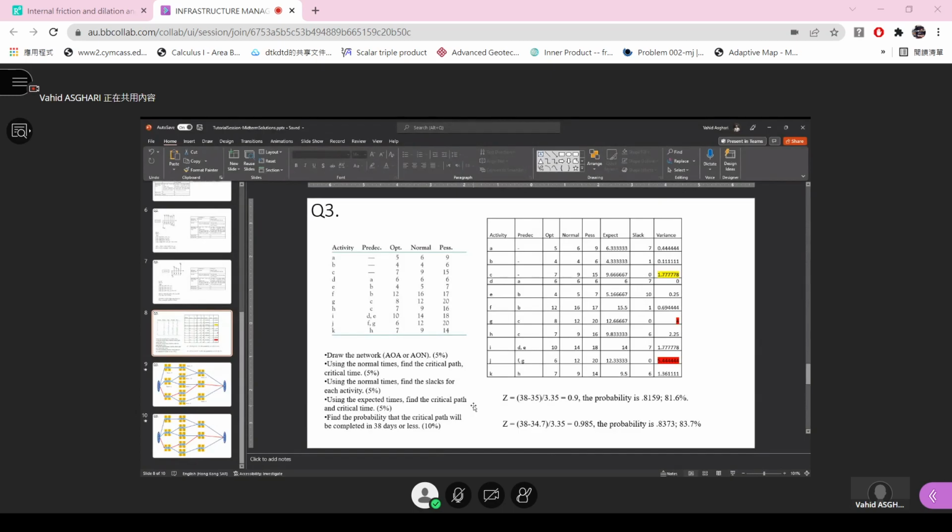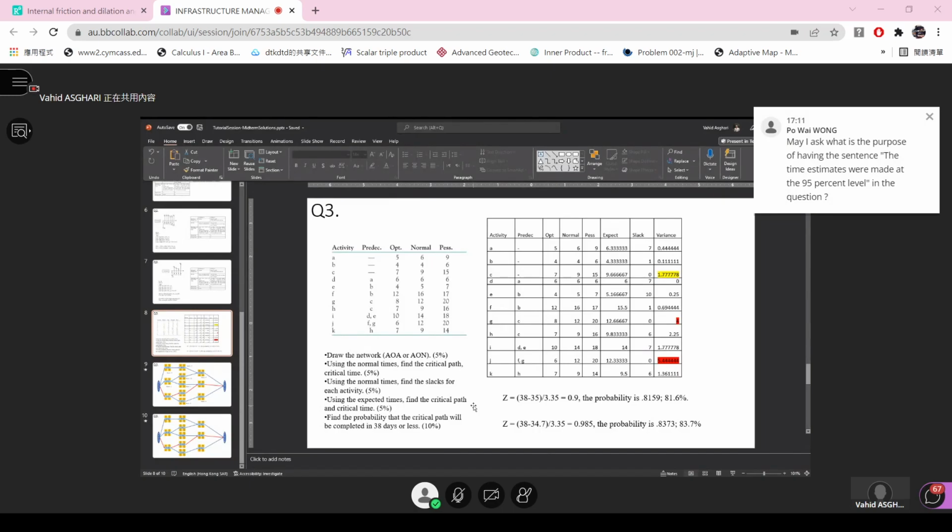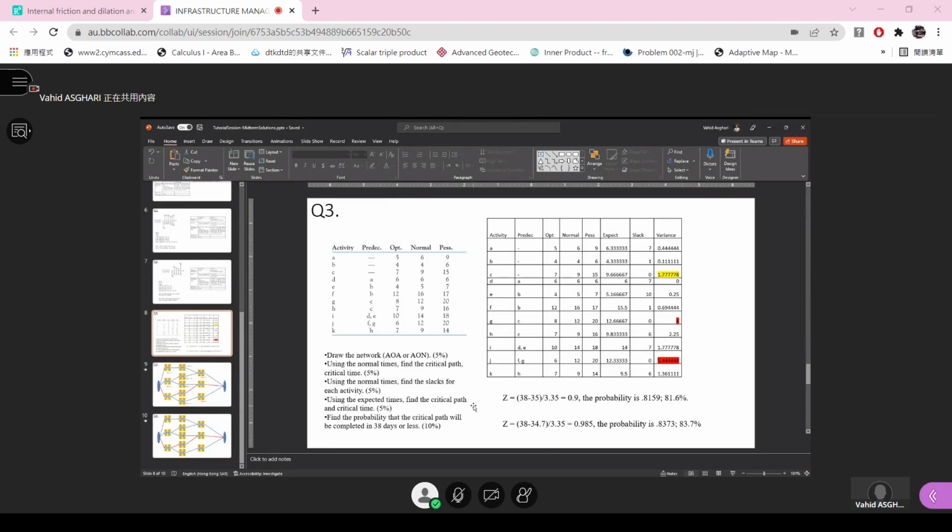So any questions? Any questions about it? I think we have solved this problem. We have solved an exactly similar problem in our tutorial session. May I ask, what is the purpose of having the time estimates made at the 95% level? I think another student asked this question during the tutorial before the exam. Do you remember? Can you turn on your microphone and talk to me?